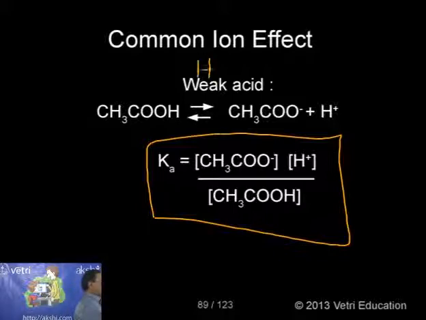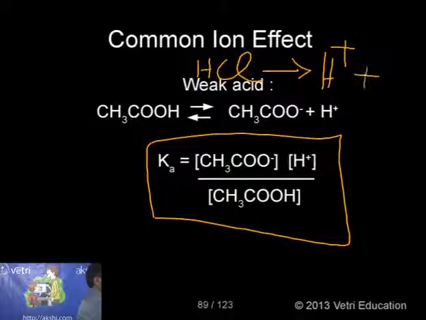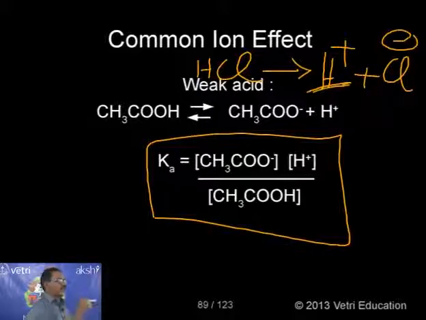Let me use HCl. It's a strong electrolyte. So HCl is a strong electrolyte, which undergoes ionization to produce H plus and Cl minus. Kindly follow. H plus and Cl minus. So it is providing H plus, a strong electrolyte containing one ion common, which is also present in the weak electrolyte. So when I am adding a small quantity of HCl, what will happen now? The right hand side H plus concentration will increase.